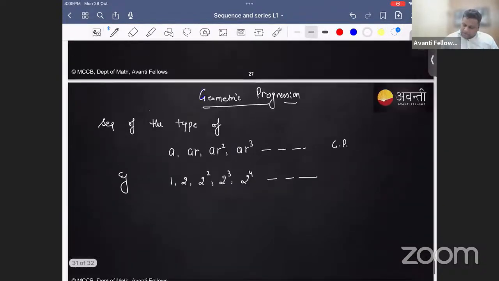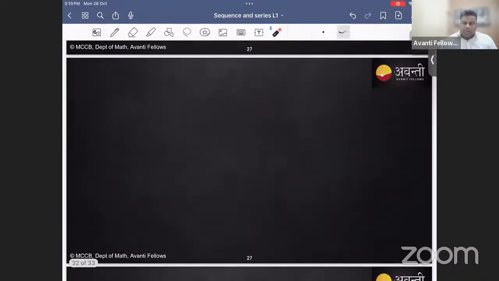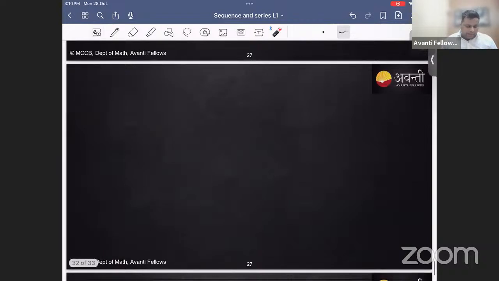Now, what will be the nth term for a GP? The nth term is A r to the power n minus 1. If you realize, in the second term it is r to the power 1, third term r square, fourth term r cube. So in the nth term, A r to the power n minus 1. Am I clear? Got it?